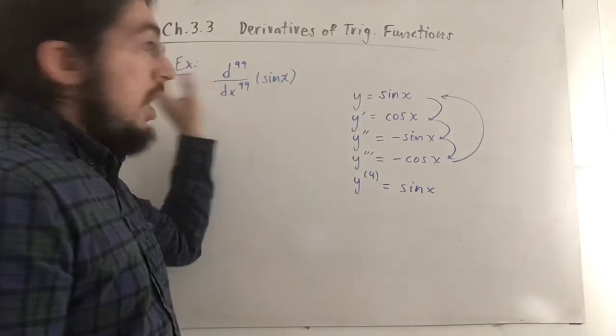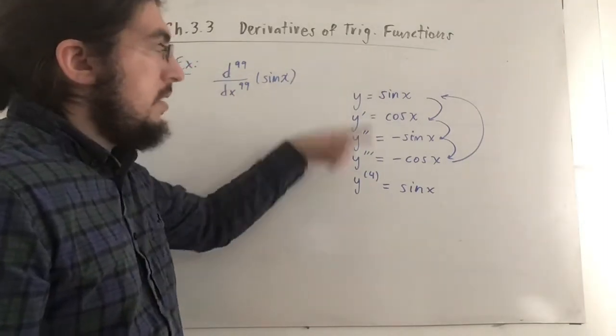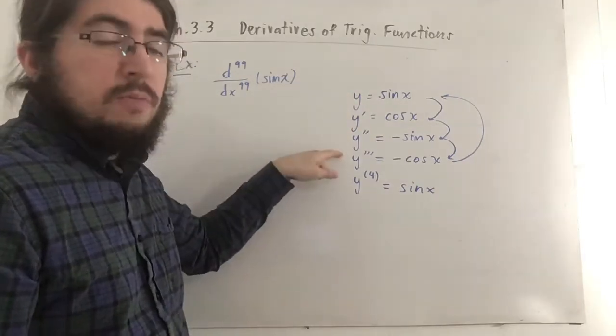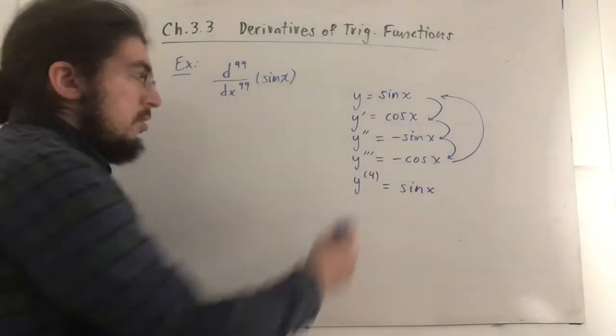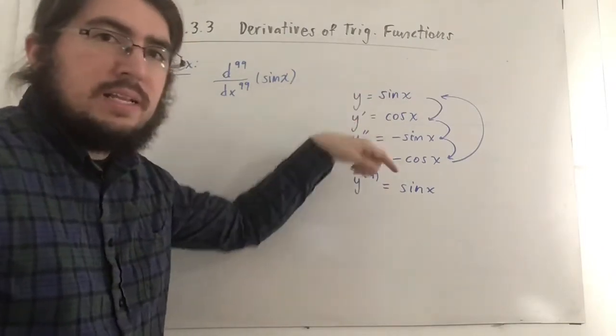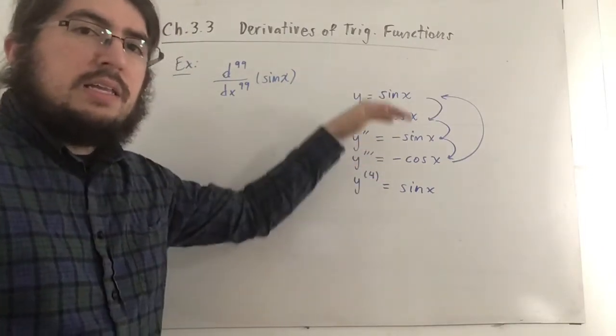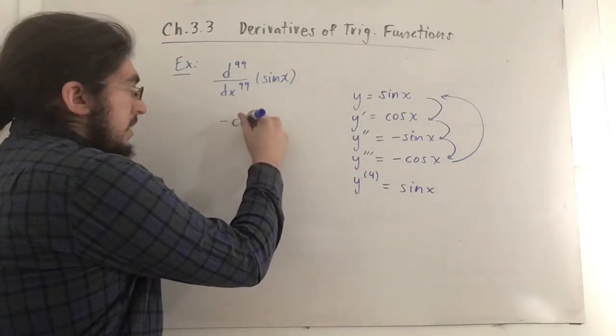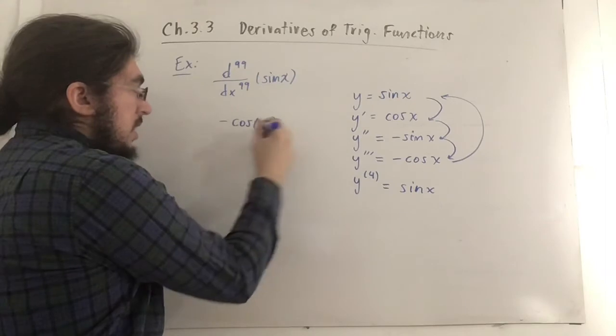So if you wanted to find the 100th derivative, it would be sine. The one before the 100th would be the 99th, so that would be negative cosine. There's some logic here, of course, but it just has to do with the fact that the derivative of sine has a cyclic relationship, basically. So the answer here is going to be negative cosine of x.